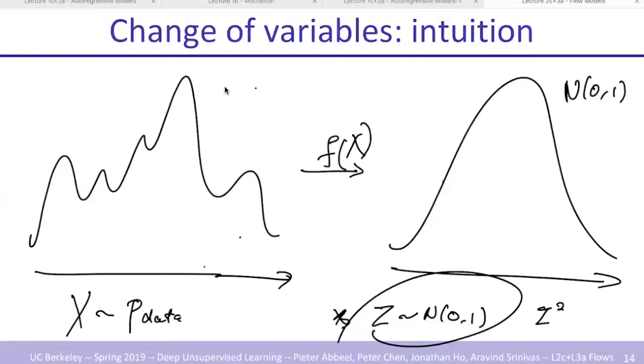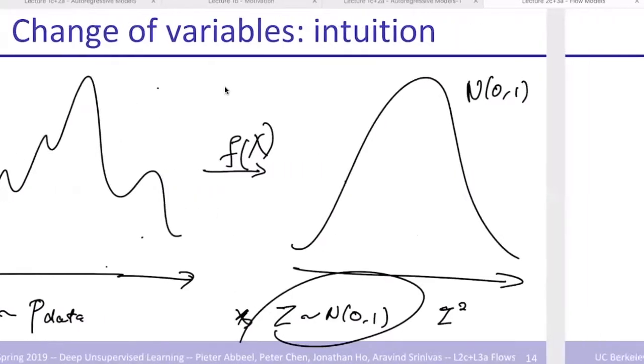So the two things are clear. Inference: get an x, apply f, and look at the PDF of this. Sampling: sample from a normal distribution in this case, apply the inverse of f, and then you get into this particular part. And then you're done. Everyone okay with this?